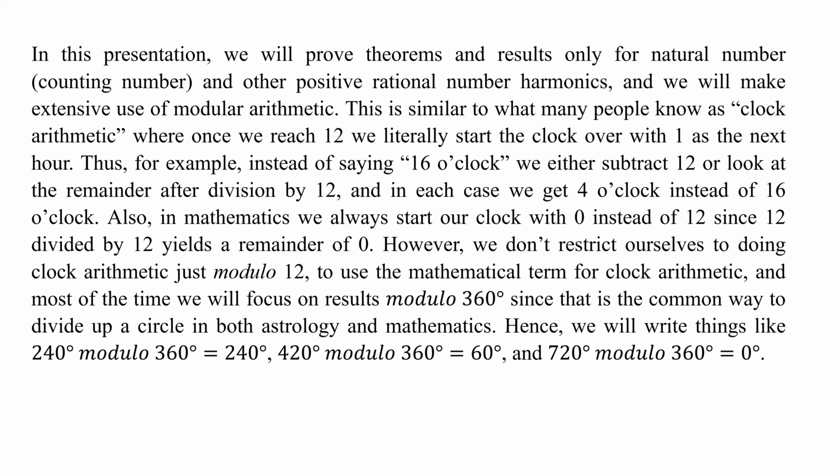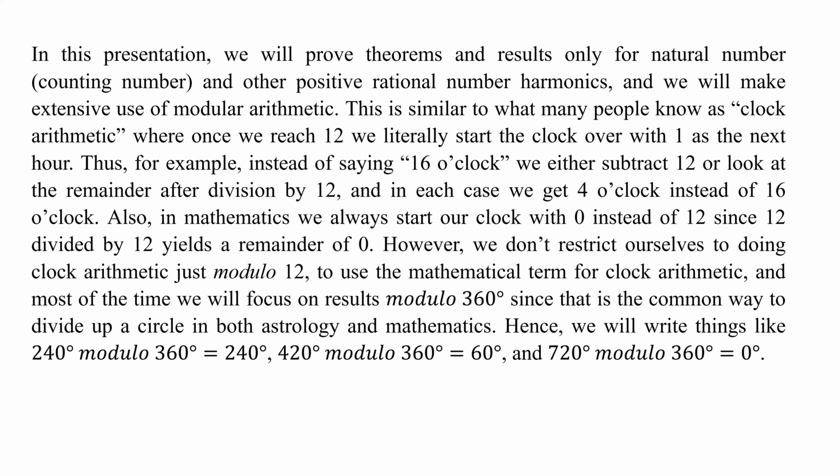And most of the time, we will focus on results modulo 360 degrees, since that is the common way to divide up a circle in both astrology and mathematics. Hence, we will write things like 240 degrees modulo 360 degrees just gives us back 240 degrees. However, 420 degrees modulo 360 degrees is equal to 60 degrees.